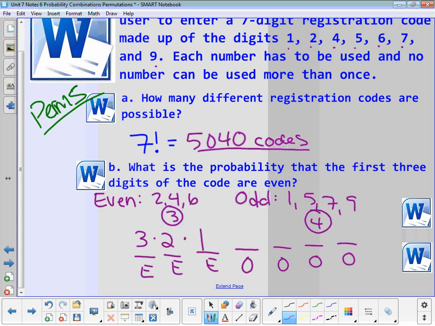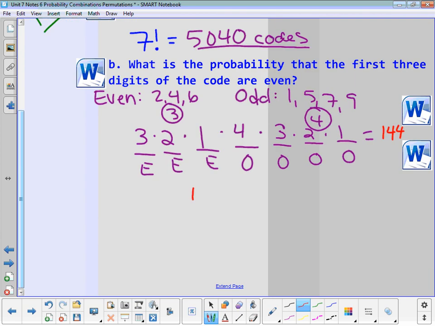But I also have to place the odd. I'm going to have 4 possibilities for the first odd digit, because there's 4 odd digits to choose from. Then once I use that one, then I have 3, then I have 2, then I have 1. When I multiply those all out, 3 times 2 times 1 times 4 times 3 times 2 times 1, I get 144. So my probability is 144 out of my total, which was 5,040. This again is where you're going to want your calculators, 0.029.